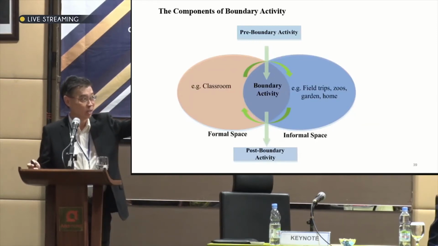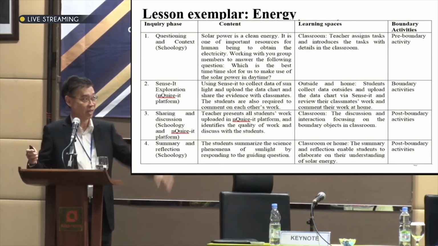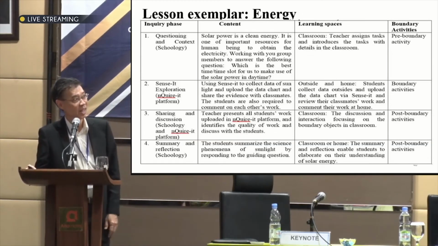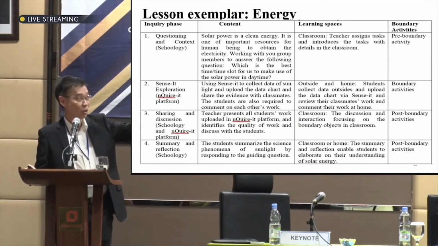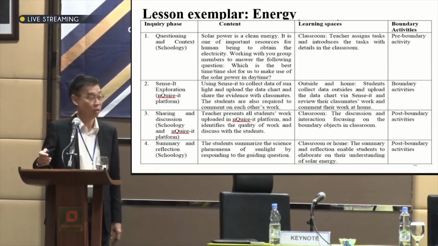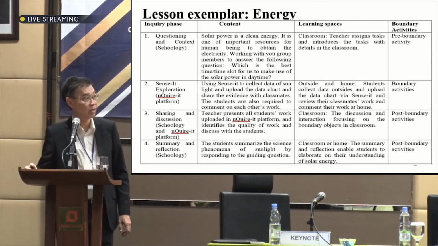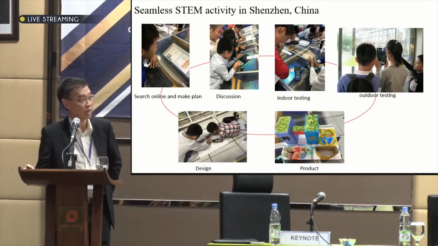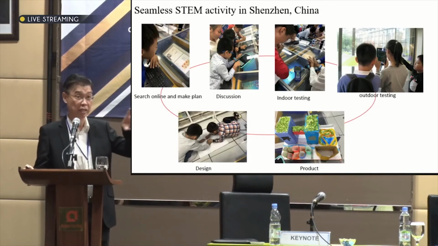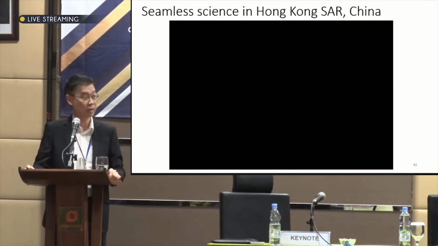That's the idea. So design boundary activities when designing science lessons. And this is an example of a lesson plan. You can't read it now, but I'll make the slides available so that you can look at it. The important thing is the last column, which is the boundary activities. And then they do science learning in Shenzhen, a city just next to Hong Kong in China. Maybe I'll show a little bit of this.